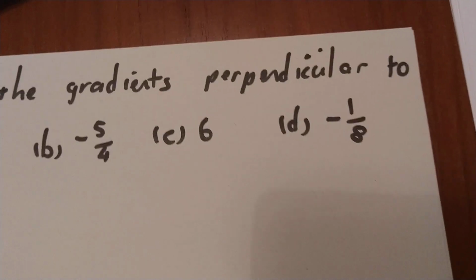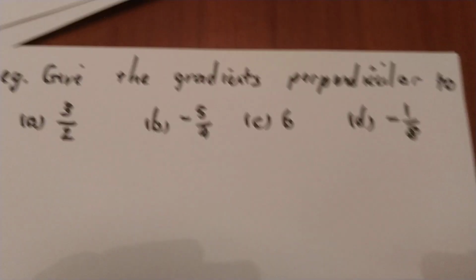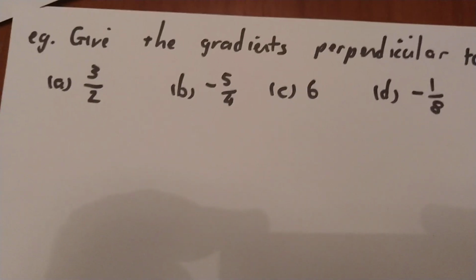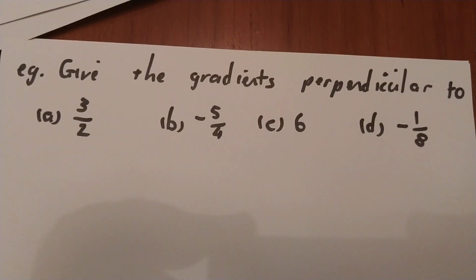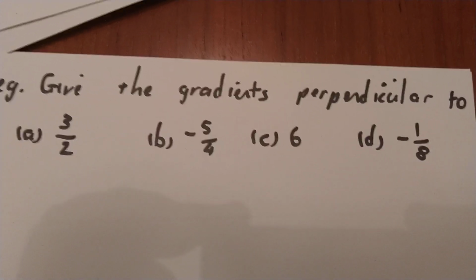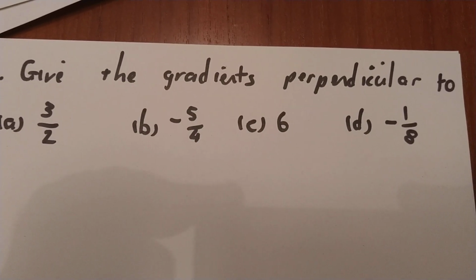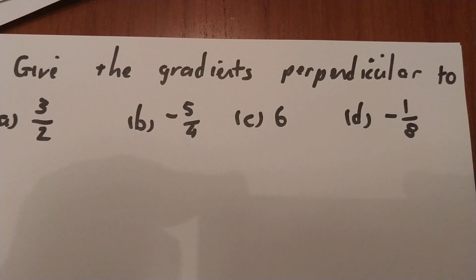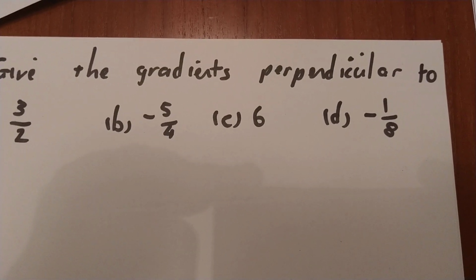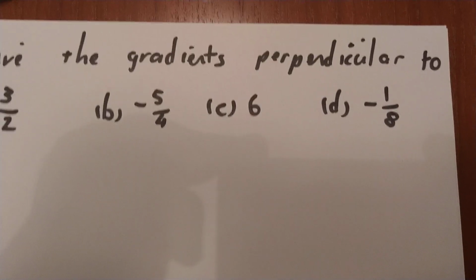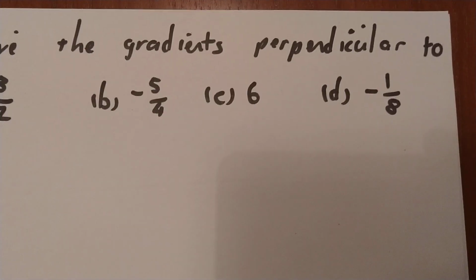Here's how it works. Jot these examples down, please. The question says, give the gradients perpendicular to, and there are 4 wee examples here: 3/2 for the first one. Second one, what's perpendicular to a line with gradient -5/4? The third instance, what's the gradient perpendicular to a gradient of 6? And lastly, perpendicular to -1/8.